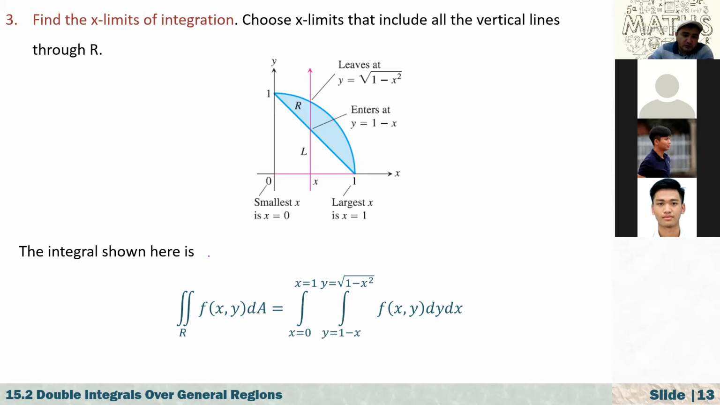Then the integral shown here is the double integral over R of f of x, y dA. That's equal to the integral with x changing from 0 to 1, and y changing from 1 minus x to square root of 1 minus x squared. Usually the integral dy is here, right? We know that the first integral is about y. That's why we don't have to write y. It's just for explanation purposes.